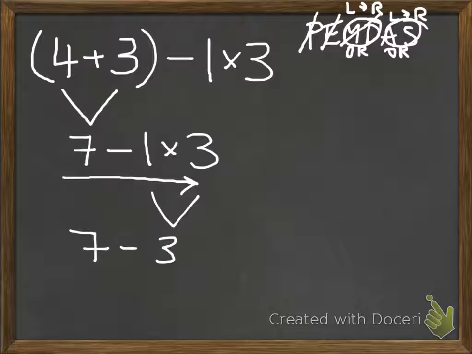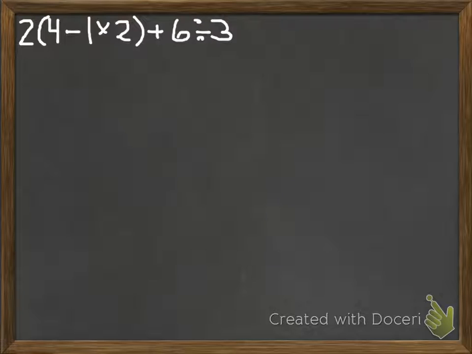There is no more multiplication or division, so I move on to addition and subtraction. I start on the left and move to the right. I see 7 minus 3, which is 4. The answer is 4. Now let's try another. Let's look at 2 times 4 minus 1 times 2 in parentheses plus 6 divided by 3.